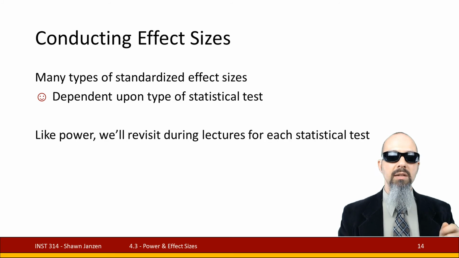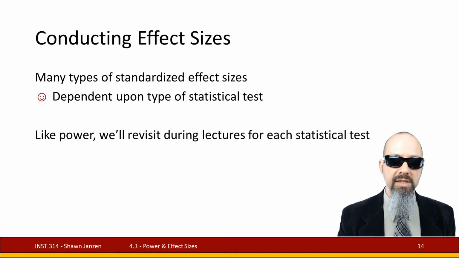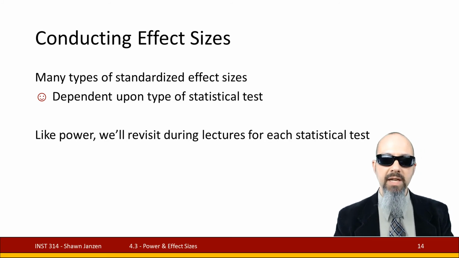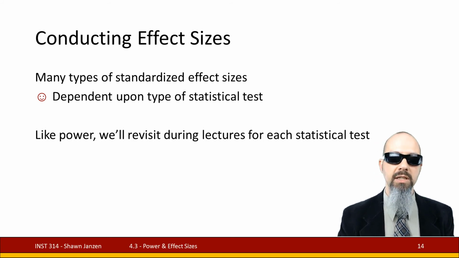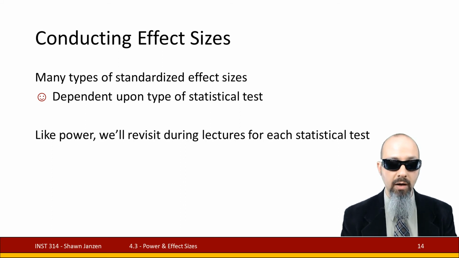So just keep in mind that when we're doing these effect sizes as well, the type of standardized test is going to be dependent on what statistical test we're doing, and just like the power, we're going to revisit it later. And with that, we are concluding inference part 2, and I will see you all coming up with our first inferential test, chi-square.